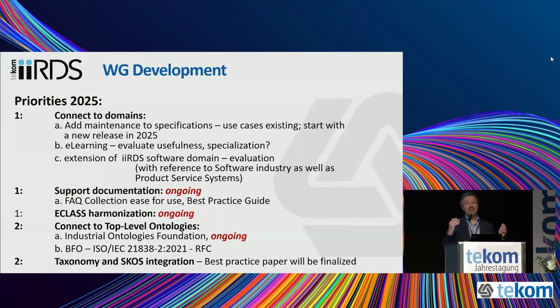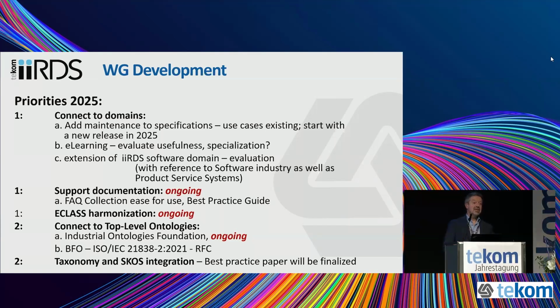Evaluate e-learning concerning usefulness. Is this a kind of a topic of a specialization or not? Extending the iiRDS software domain, that is a matter of evaluating that. Is it necessary or not concerning this product service system part? And ongoing will be the support documentation, collecting frequently asked questions to offer solutions to any kind of problem upcoming, hindering you to use iiRDS.